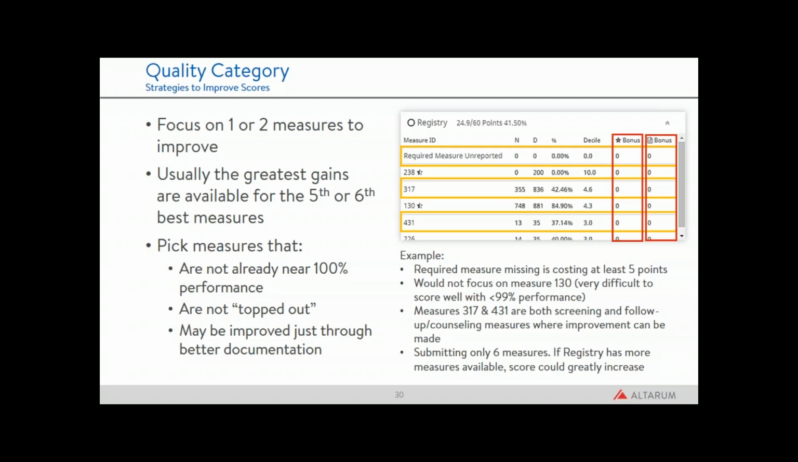In the upper right-hand section, you can see that MIPScast has scored several measures and provided information about the numerator, the denominator, the percentage, the decile points, and then also whether or not they received any outcome or high priority bonus or electronic end-to-end bonus points.